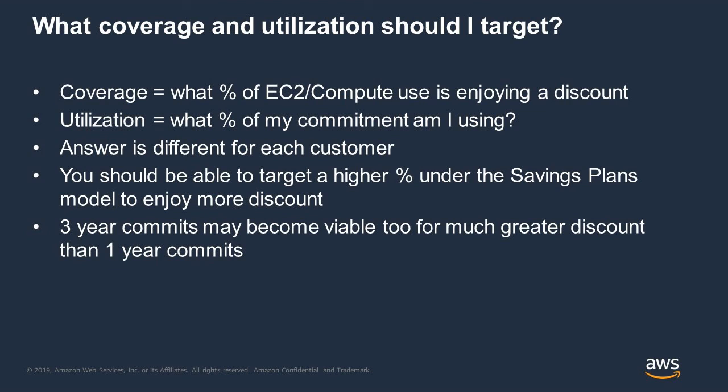One thing to keep in mind is that the commitment dollar amount is actually the discounted value, not the full on-demand value. So for example, if you're spending $10 per hour on EC2 now on demand, in the savings plan model, you will be committing to $7 or $5 on savings plan, not the $10 on demand amount.